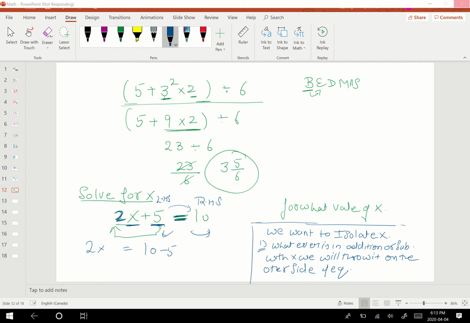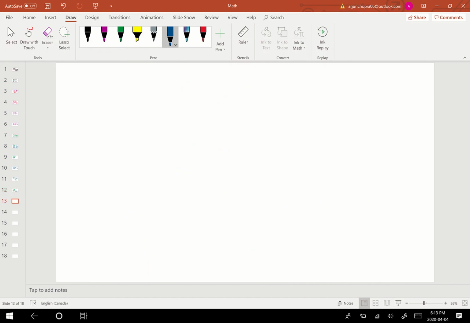Another way of looking at this is, the question is 2x plus 5 equal to 10. So you can also say subtracting 5 from both sides, and this is one of the math rules. If I'm applying the operation on the left hand side of the equation, I have to apply the same operation on the right hand side of the equation also.